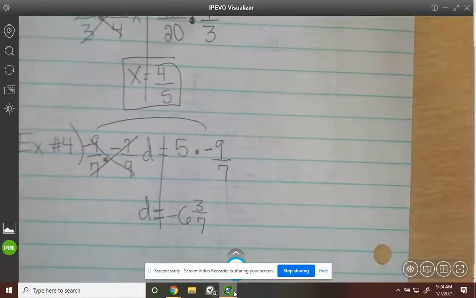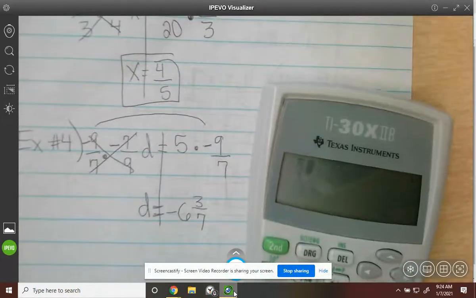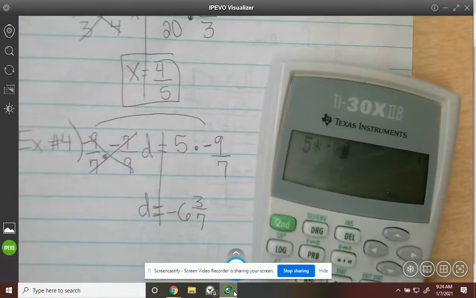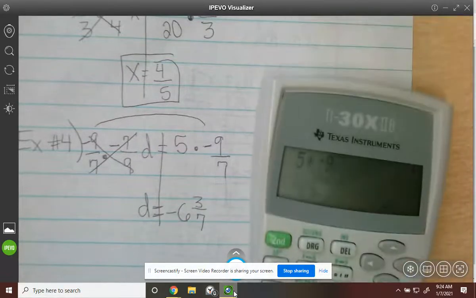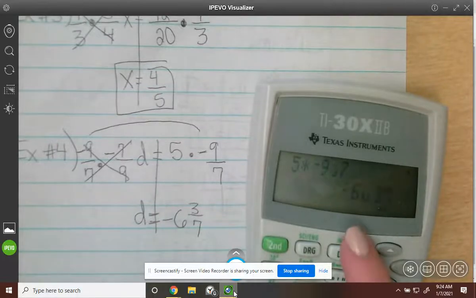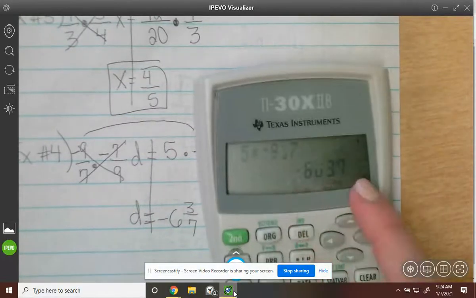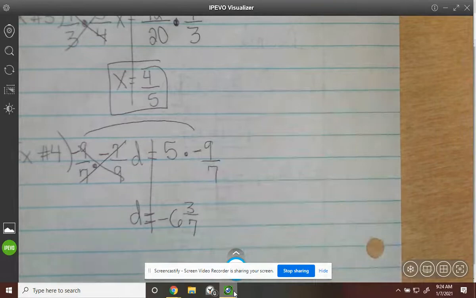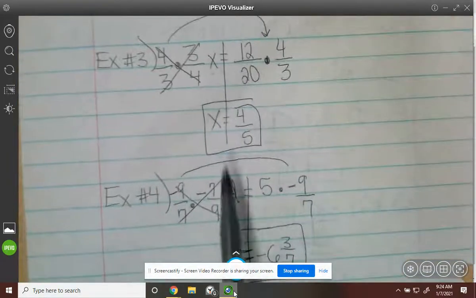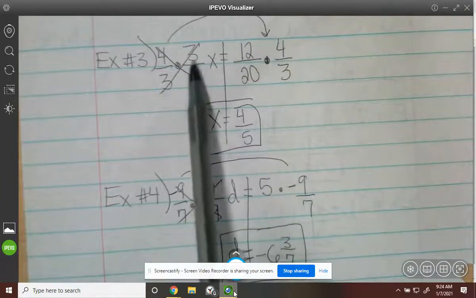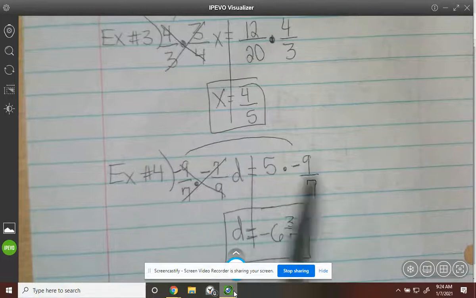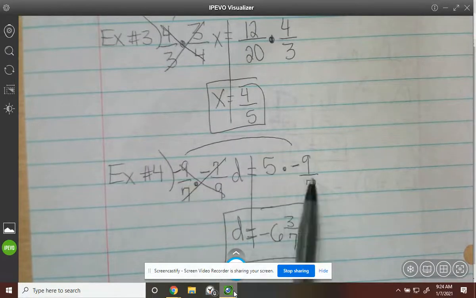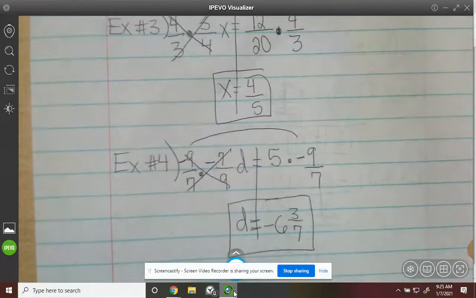Okay, on this one, you can just type it all in. 5 times negative 9. The negative on this one, you have to use that. Don't use your minus button. ABC 7, negative 6 3/7. Okay. Biggest mistake on these is people multiply by 3/4 because they just took that number and multiplied it, instead of negative 7 over 9. So don't forget to flip-flop it and then move it over to the other side.